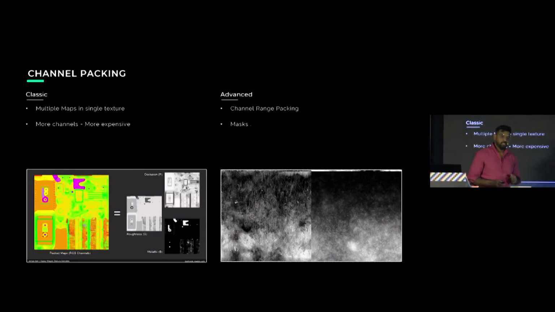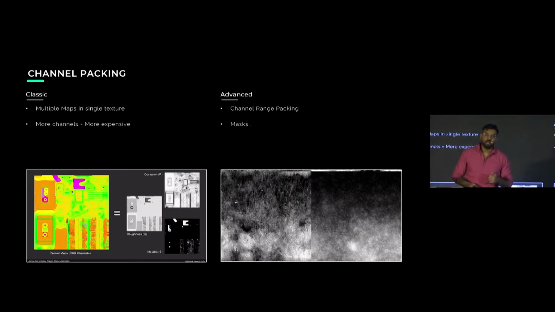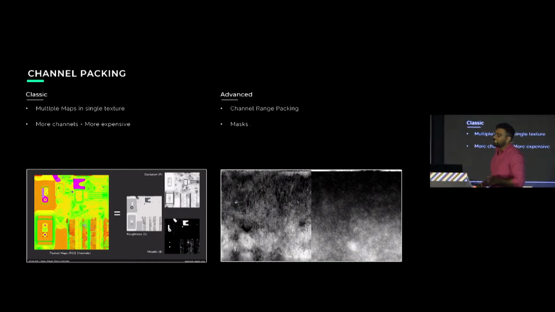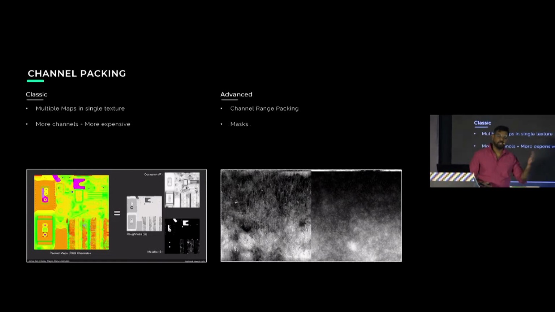While we are on this, let's talk about channel packing. One of the key things to do while creating textures for mobile games or any other games is to reduce the texture count. How can you do that? You can pack multiple textures in different channels of your RGB texture. This will save you time, budget, and give you more creative freedom.